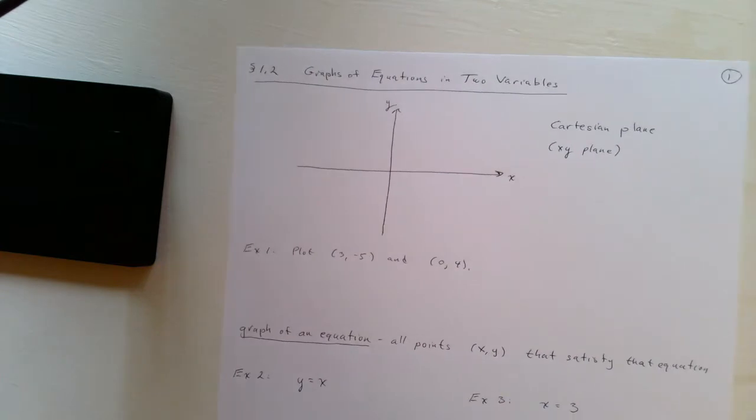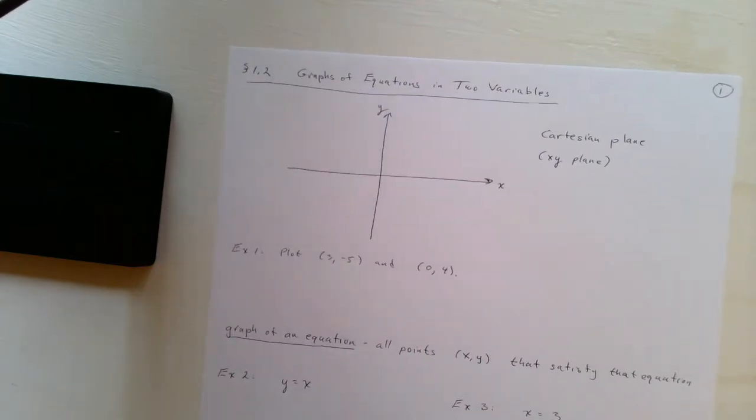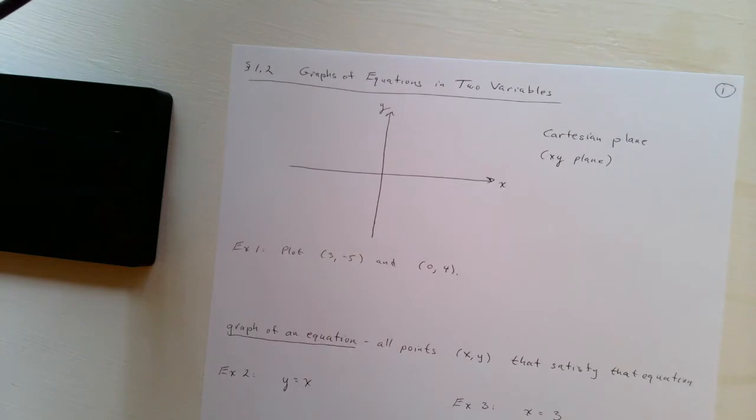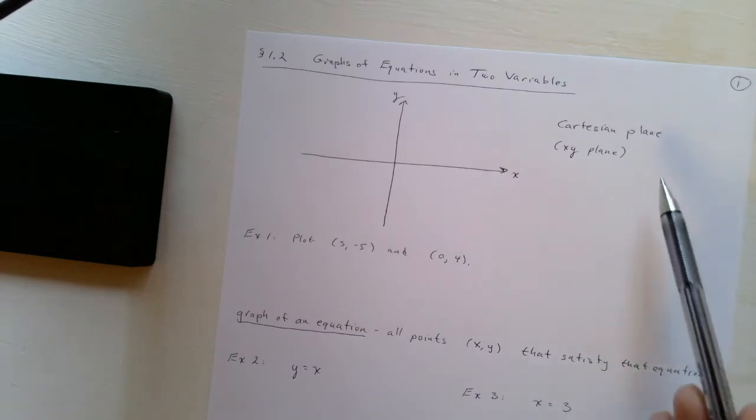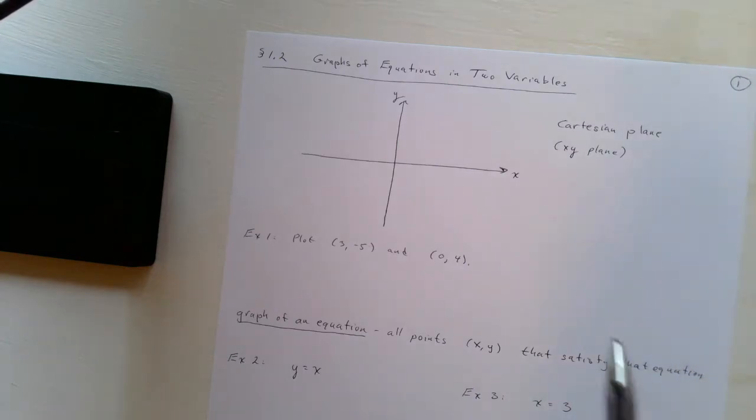Okay, in this video, we're going to start section 1.2, and again, these are some concepts many of you have probably seen before. Graphs of equations in two variables, in particular how to plot things in the Cartesian plane or the XY plane. This first part might be a little bit elementary, so if you want to fast forward to some more interesting parts, be my guest. Just want to make sure that we're all on the same page, knowing how the XY plane works.